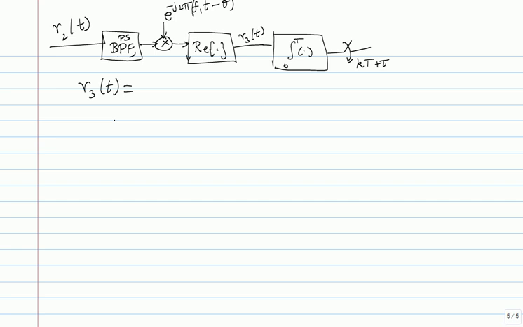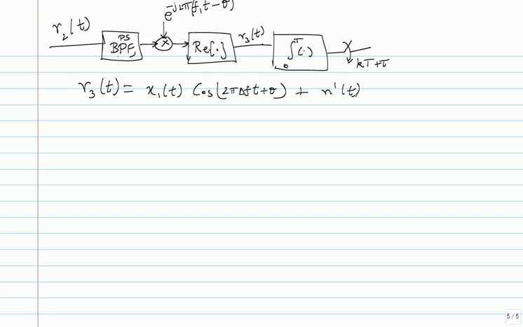Okay, so we're quickly running out of time. So what does it work out to? X1 of T times cos of 2 pi delta F T plus theta, plus some noise. I'll call it simply N prime of T. I don't care about it. That's some noise. So this is your signal.